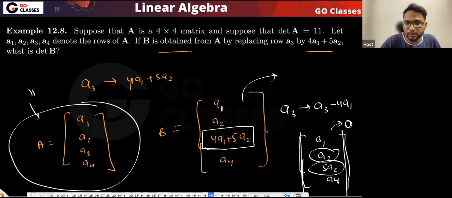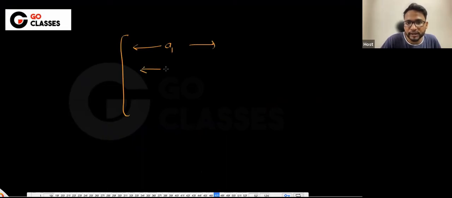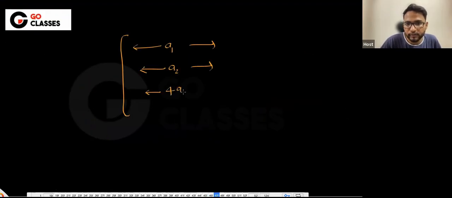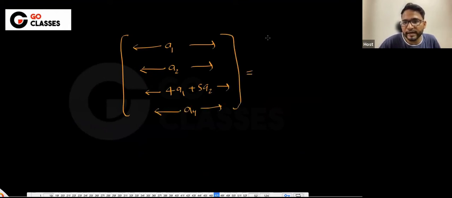Yes, you can also split. That is also a good thing. So Anurag is saying we can also split. Let's suppose this is A1, this was A2. These are the rows, okay? And this was 4A1 plus 5A2, right? 4A1 plus 5A2. And this is A4. These are the rows. So Anurag is saying that we can rewrite it like this.